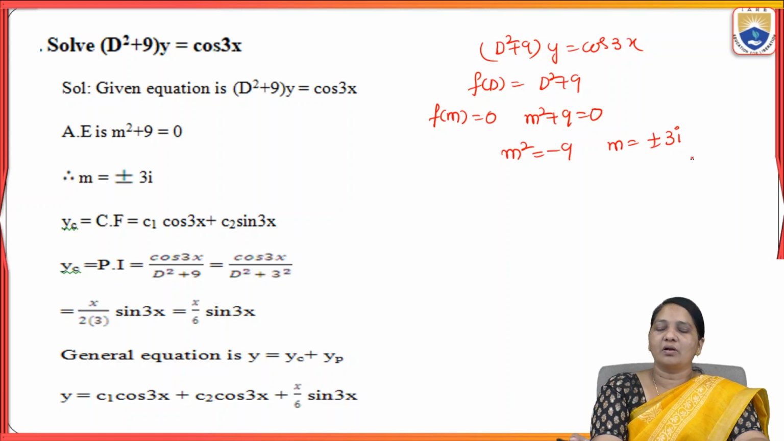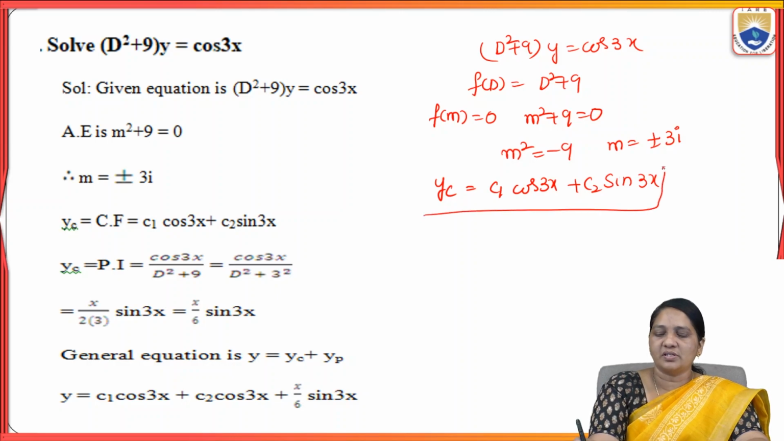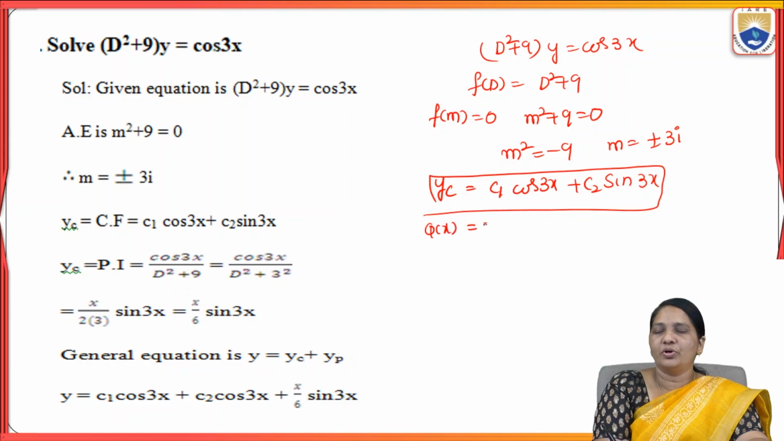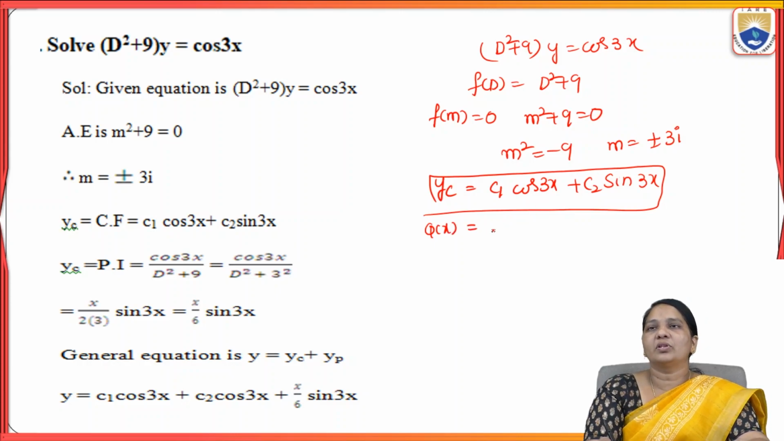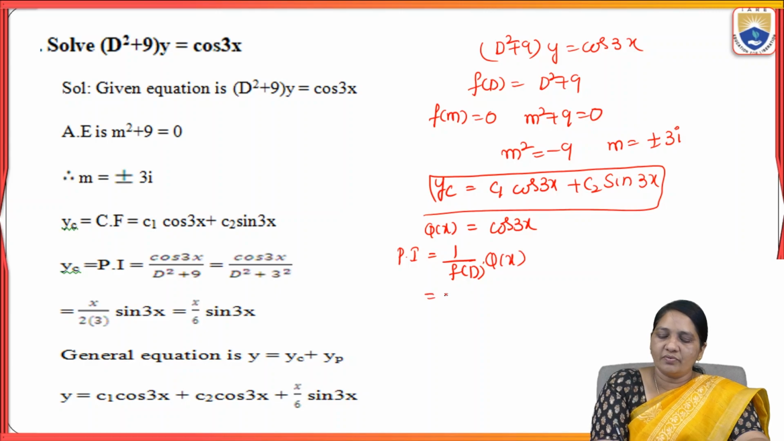So now we are having complex roots. So complementary function equal to c1 cos 3x plus c2 sin 3x. So this is the complementary function, which means the first step is completed. Here, based on the q of x value, we decide the method. We are having q of x as cos 3x, so we can follow method 2. So particular integral equal to 1 by f of d into q of x. What is the f of d value? d square plus 9, into cos 3x.